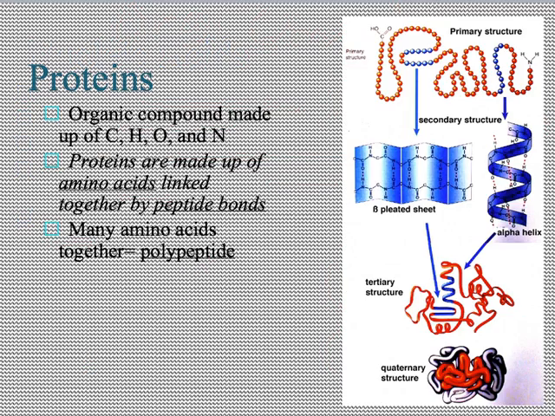Alright, our last kind of organic compound, last one, are the proteins. Alright, so these are made up of carbon, hydrogen, oxygen, and nitrogen. Alright, so a monomer of a protein is called an amino acid. Proteins are made up of amino acids that are linked together. See, each of these red dots is an amino acid, and the link between them is called a peptide bond.